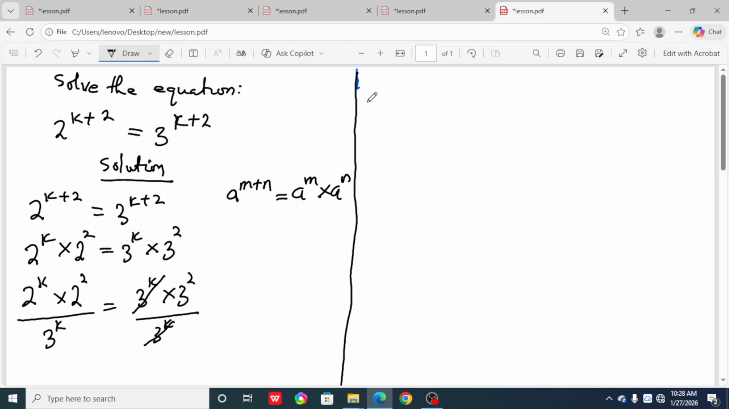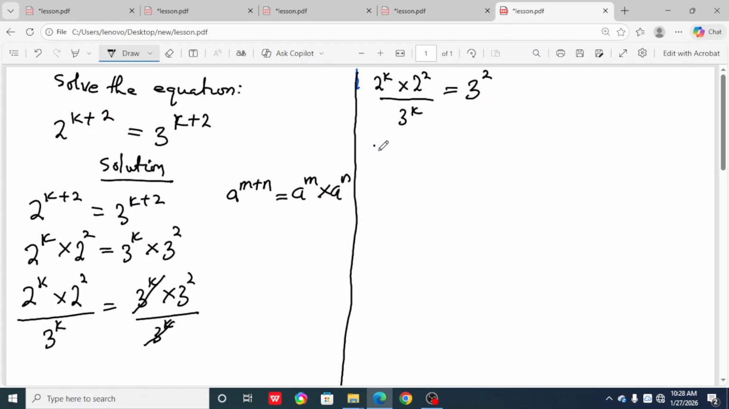Then this one we divide. So what we are having now is 2 raised to power k multiplied by 2 raised to power 2 equal to, over 3 raised to power k, then equal to what? 3 raised to power 2. So now we want to remove this, move it to this side. So how do we move it to this side? We are dividing by 2 raised to power 2.